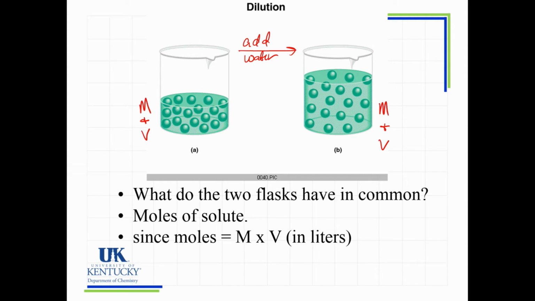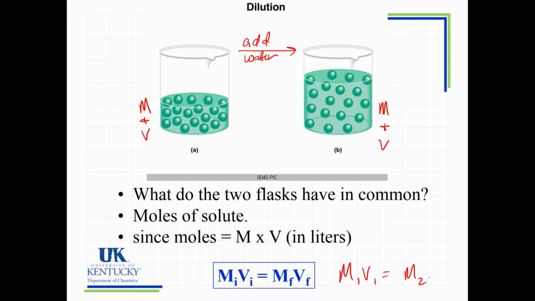Since molarity times volume gives you the moles, this gives us a little equation that we can use anytime we're doing a dilution. Instead of I's for initial and F's for final, I'll just warn you that I'm so used to using 1s and 2s. Same thing, initial and final. I know molarity times volume gives me moles of solute, and the moles of solute are the same in these two flasks, so that is the formula I use when I do a dilution.